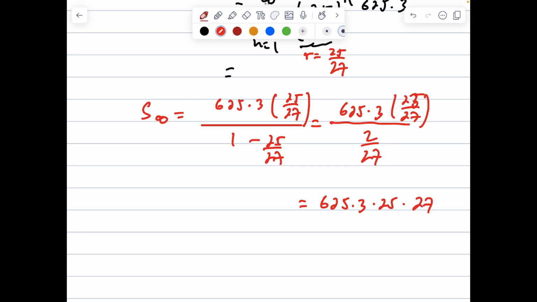Okay, I'm sorry, not times 27, 625 times 3. And then the 27s would cancel, and then you would have a 2 on the bottom. Sorry about that. So that's what that would look like. And yeah, that is our final answer.